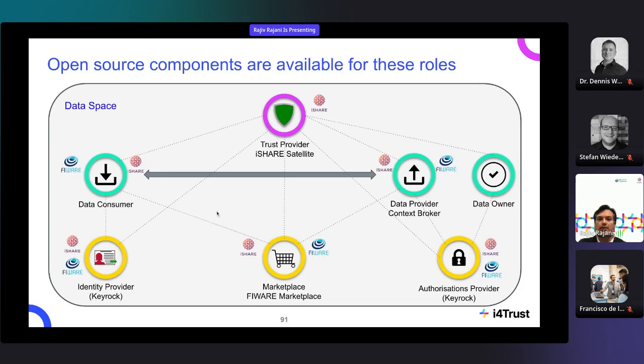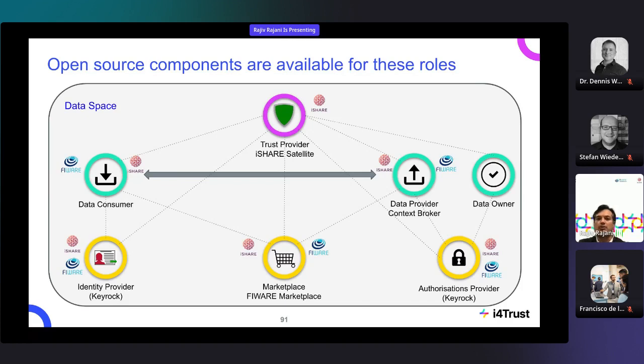For acting as a trust provider within a data space, you can implement an iSHARE satellite and become an iSHARE satellite by complying with the requirements of that. For data consumer, open source FIWARE components are available, which can exchange data with NGSI-LD format. Similarly, for data provider, which is basically the context broker. So the data provider usually implements the context broker and shares data using NGSI-LD format.